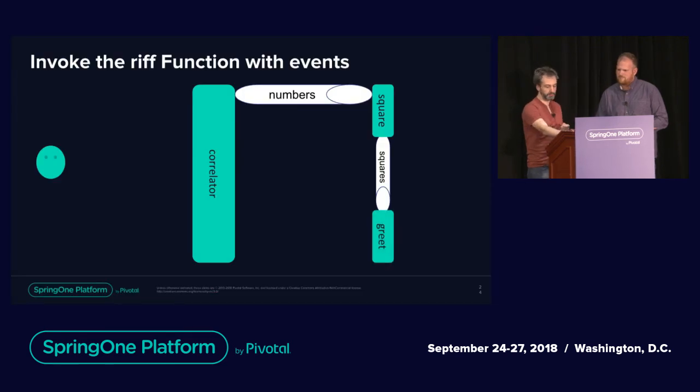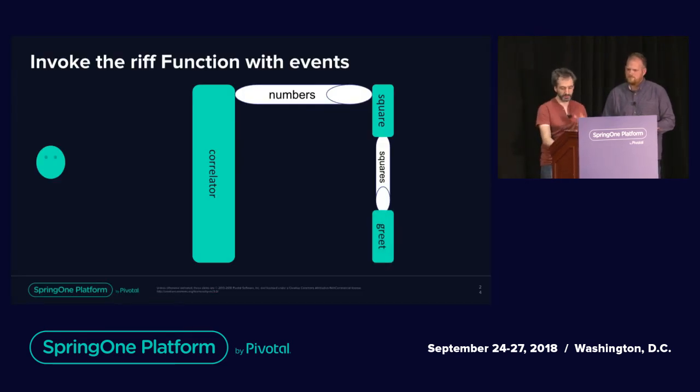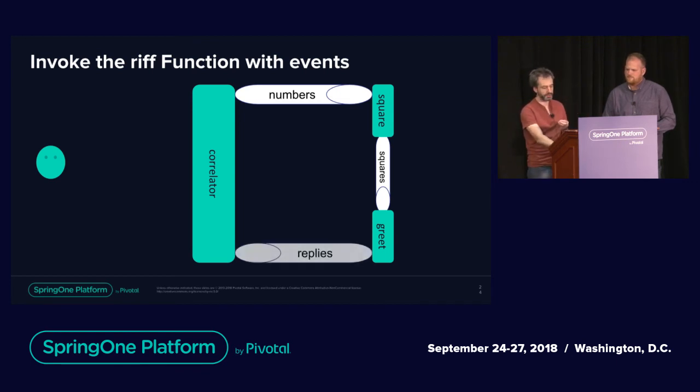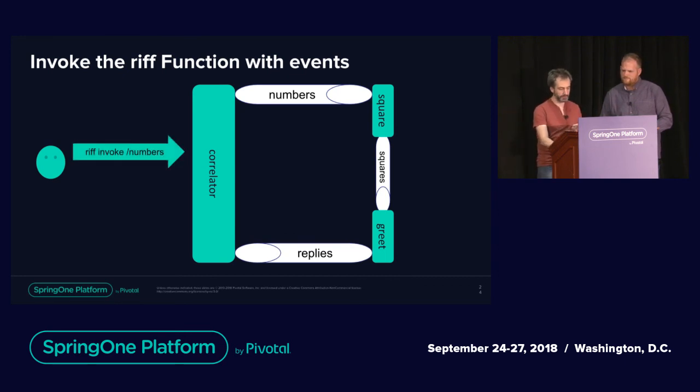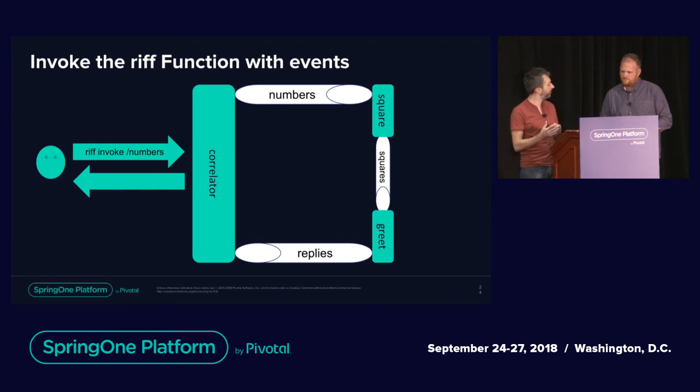We wired that function to the output of the squares channel. Added another channel, replies, and wired that to the correlator. And then we invoked the correlator, and because it was waiting for the whole trip to finish, we got the response back.